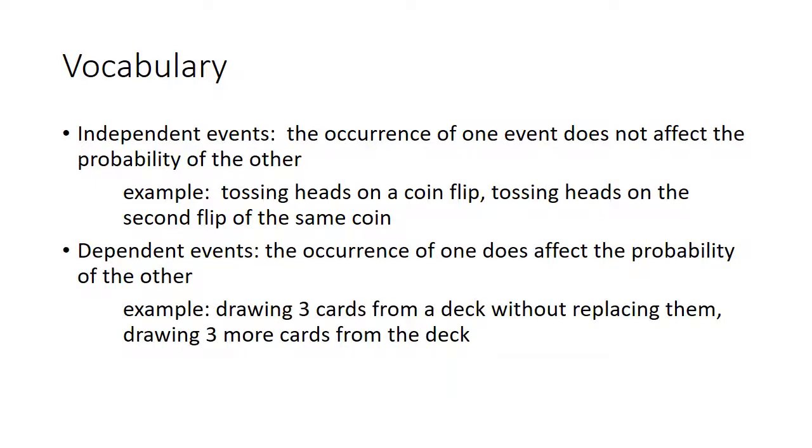So drawing 3 cards from the deck without replacing them and then drawing 3 more cards is dependent. When you're tossing a coin, tossing heads on a coin flip and then tossing the same coin again, you're tossing the same coin so it doesn't affect the 50-50 chance of getting heads versus tails.